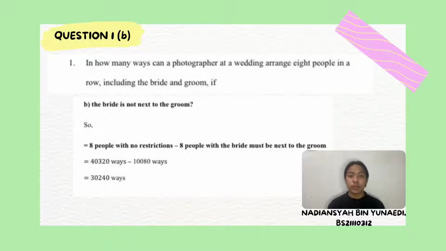Next, for question 1b, we need to count how many ways a photographer at a wedding can arrange 8 people in a row, including the bride and groom, if the bride is not next to the groom. In this case, we just need to take the 8 people with no restriction, which is 40,320 ways, minus the 8 people with the bride next to the groom, which is 10,080 ways. So, the final answer is 30,240 ways. That's all for me. Thank you.